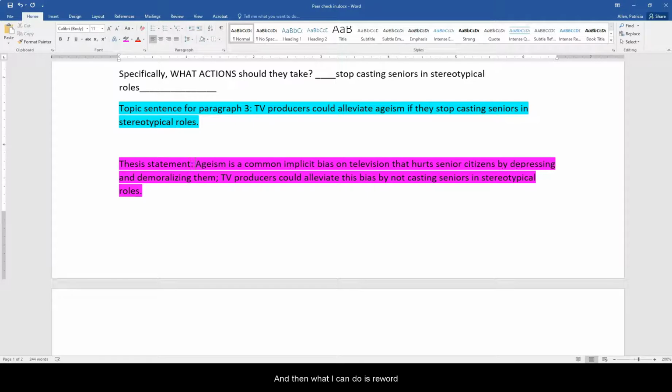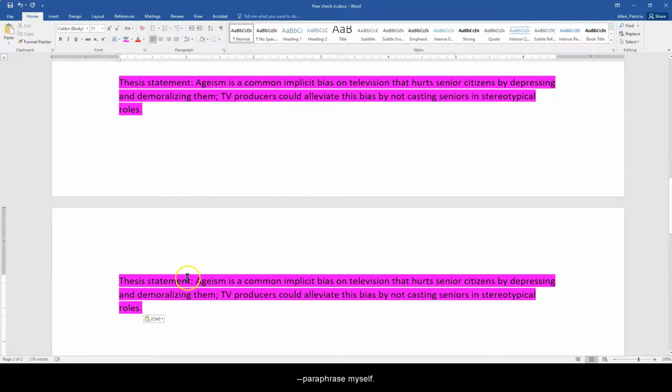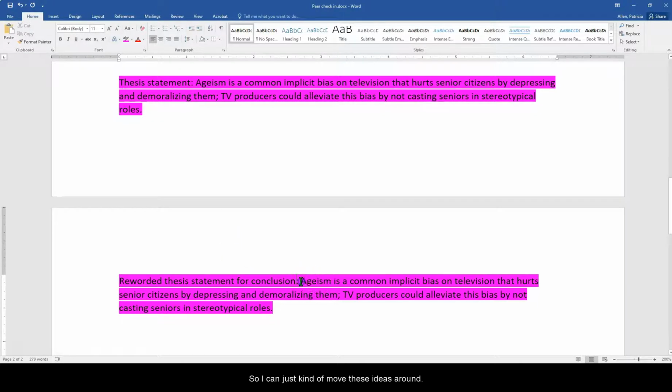And then what I can do is reword this thesis statement. I'm just going to put it into new words. I'm going to paraphrase myself. And this will be the reworded thesis statement for my conclusion, because you have to repeat your thesis statement in your conclusion. So I can just kind of move these ideas around. I'll start like this.